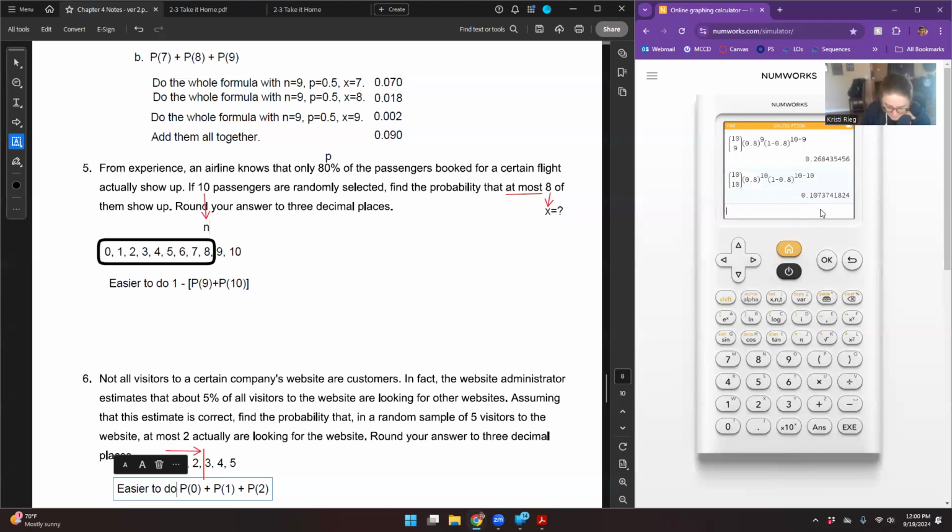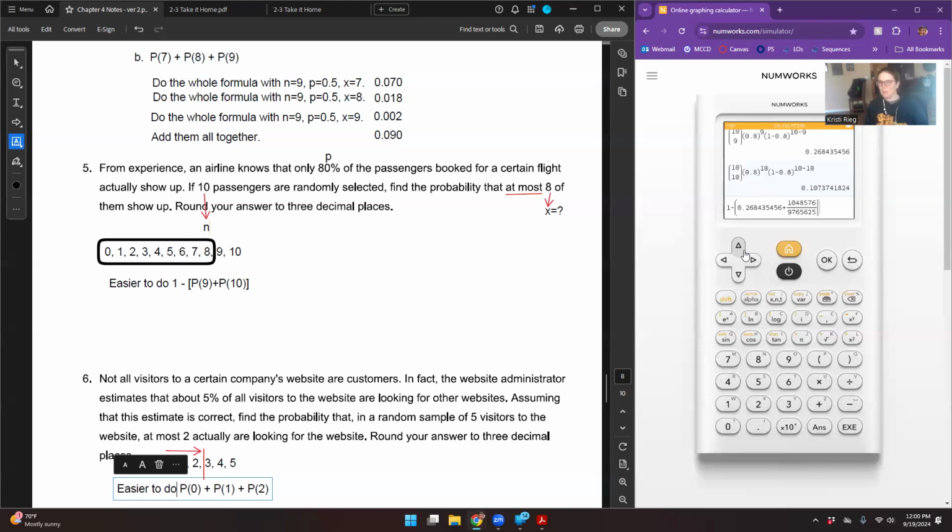And so our final answer is going to be 1 minus, and now I want these in parentheses because I want the probability of 9 plus the probability of 10 as that sum, 1 minus that sum. With the distributive property, we need to have the parentheses there. So 1 minus, go up and grab the probability of 9, which is that 0.268 number, plus, go up and grab the probability of 10, which is right above.